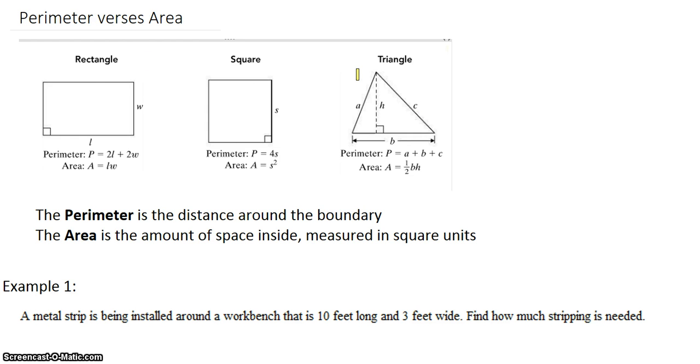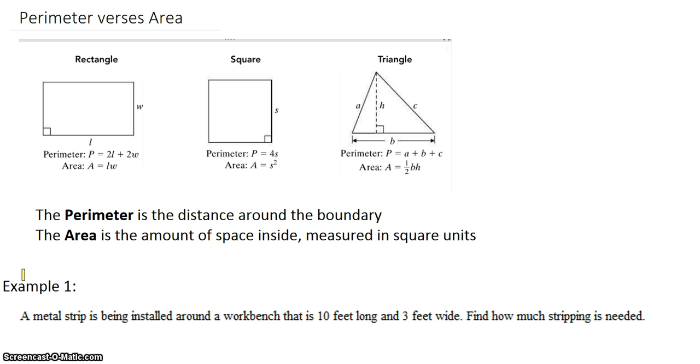We have three basic shapes: a rectangle, a square, and a triangle, and the formulas for perimeter and area of each. The perimeter is the distance around the boundary. So where they got this formula, it's the distance around the boundary for each of the shapes. Where the area is the amount of inside space. The amount of inside space, how they measure that, is in square units.